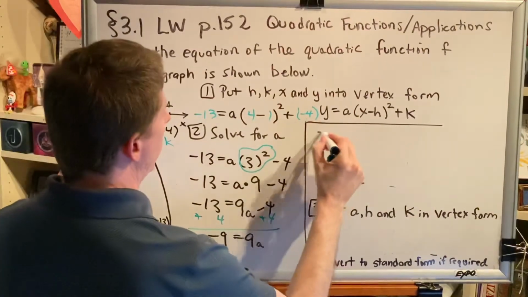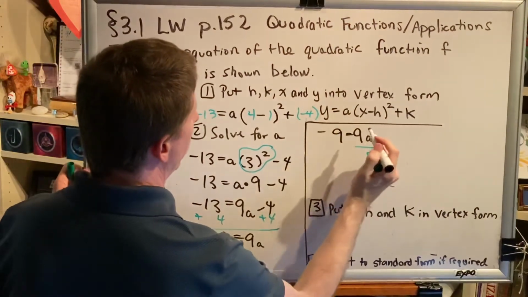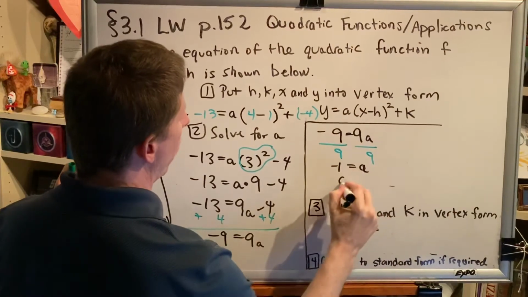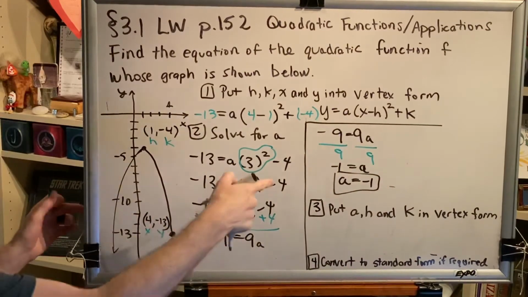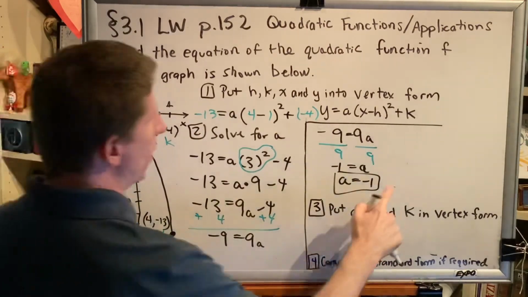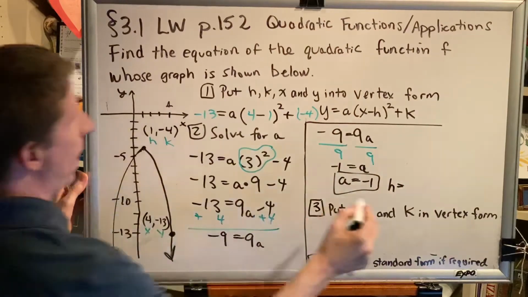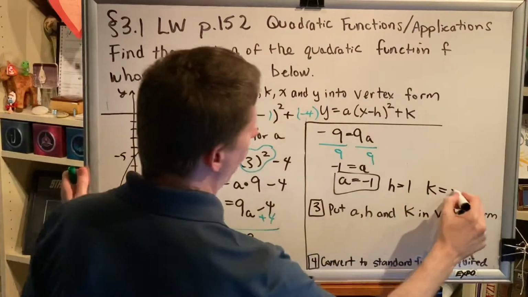All right, so repeating that, -9 equals 9a. Divide by 9 on both sides. I get -1 equals a, or a equals -1. All right, so this opens down, a is negative, that makes sense. That gives me confidence that my answer is probably correct. We remember that for this problem, h was equal to 1, and k was equal to -4.